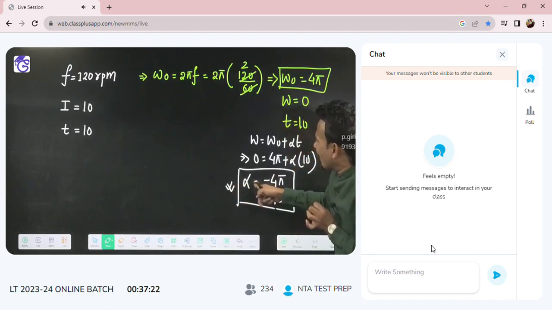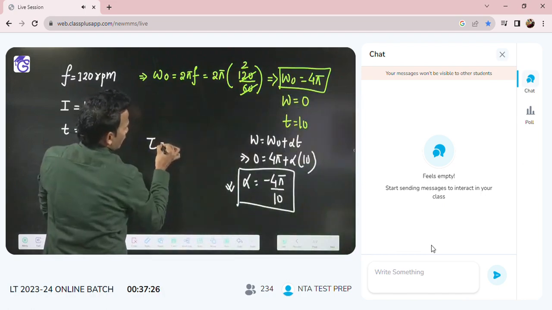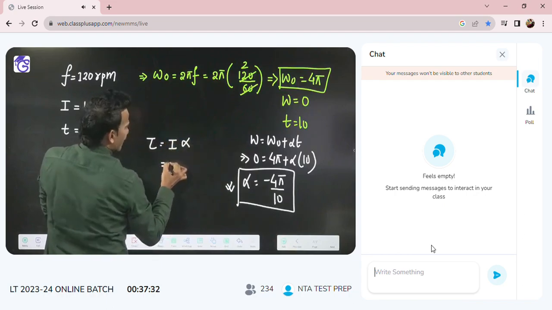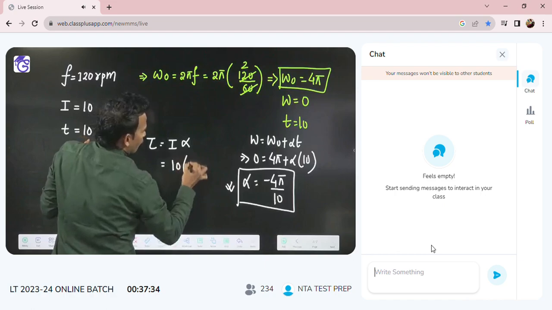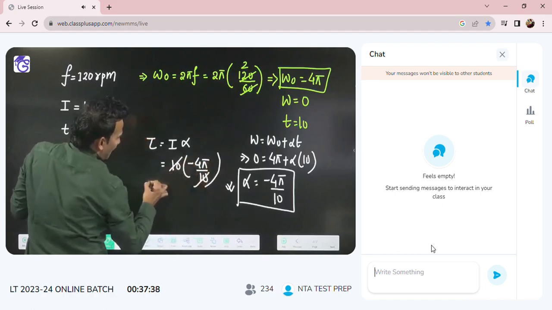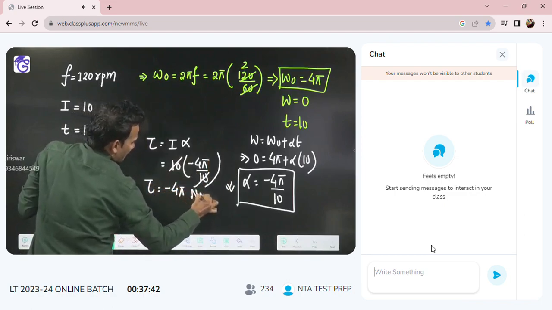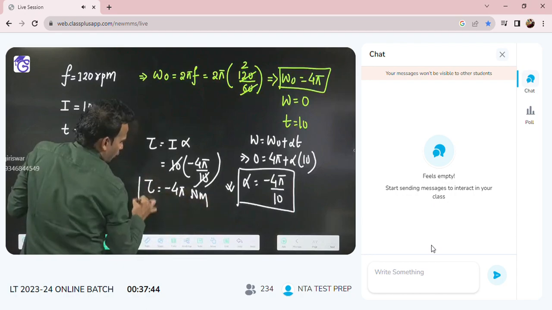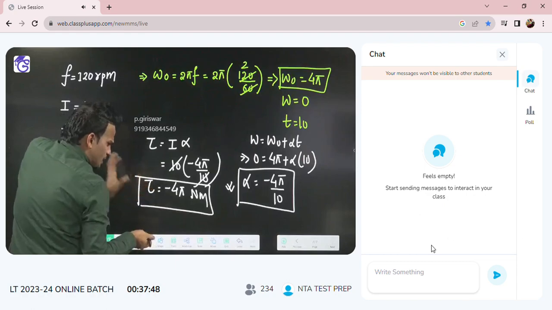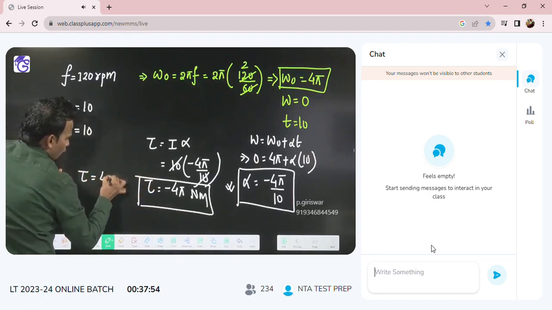It is angular retardation. If anyone asks you torque, once I got alpha, torque I know. Torque will be I into alpha. I value we know, 10. Alpha value we know, minus 4 pi by 10. Now from here 10 will get cancelled. Torque we will get minus 4 pi Newton meter. Newton meter is the unit of torque. Minus is showing, if minus is there in option you can go with it, or sometimes values are only given. So torque required will become 4 pi.